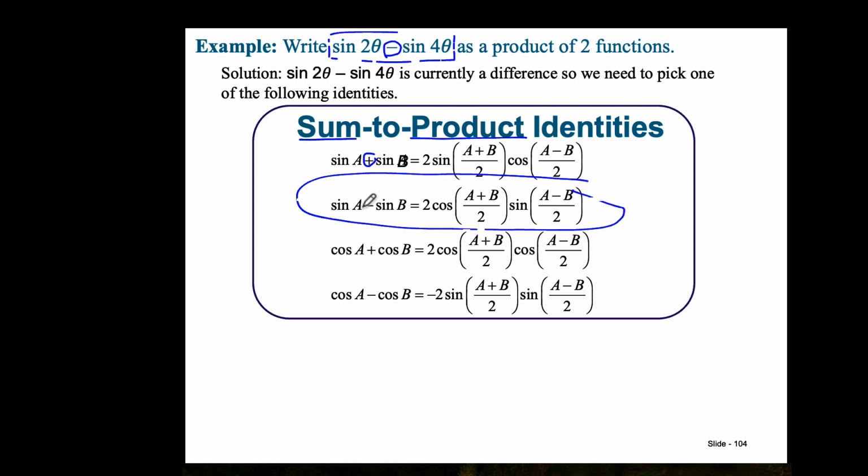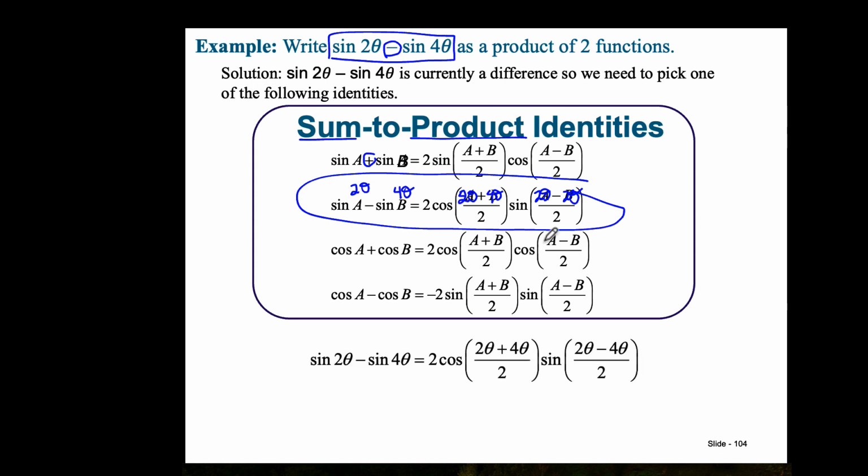All right, we're going to use 2 theta for our angle A and 4 theta for angle B. So wherever we see an A, we're going to substitute 2 theta. Wherever we see a B, we're going to substitute 4 theta. We'll do that here and here, and then we'll reduce. That would look like this: 2 cosine of change angle A into 2 theta plus change angle B into 4 theta, half of that, times sine of change angle A into 2 theta less change angle B into 4 theta, half of that.